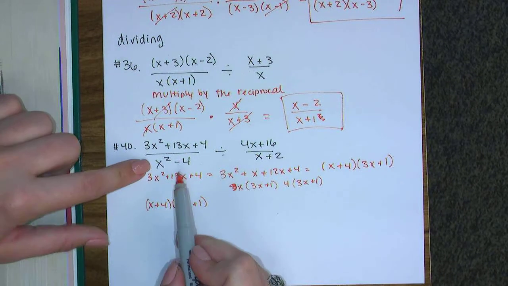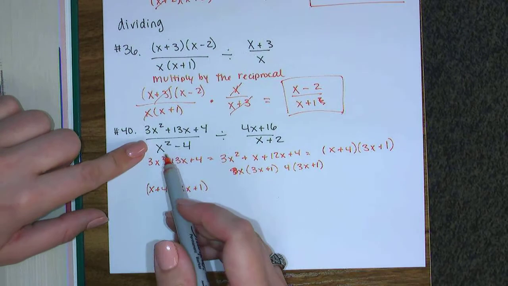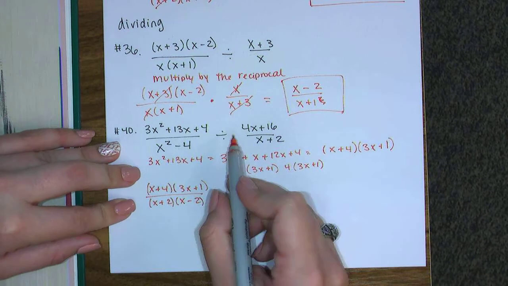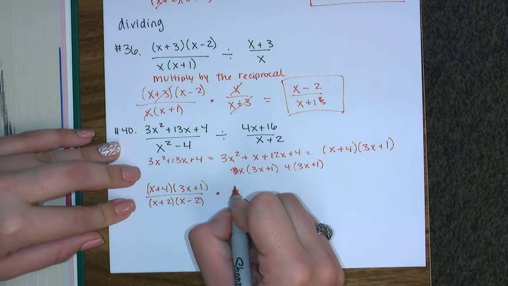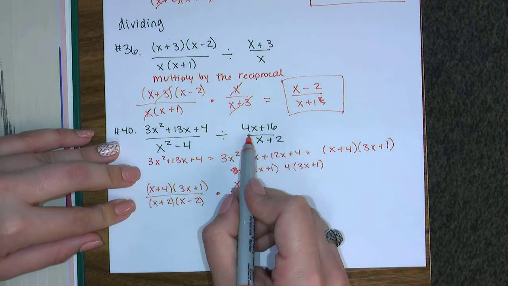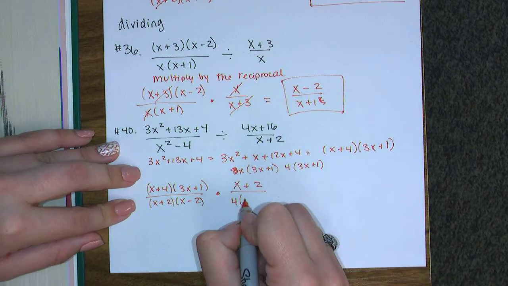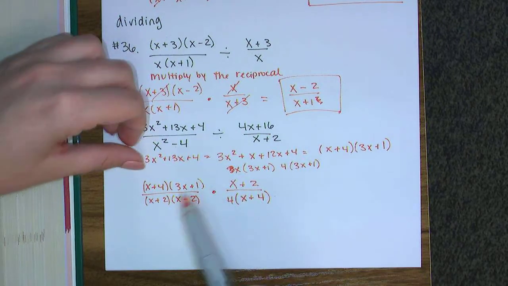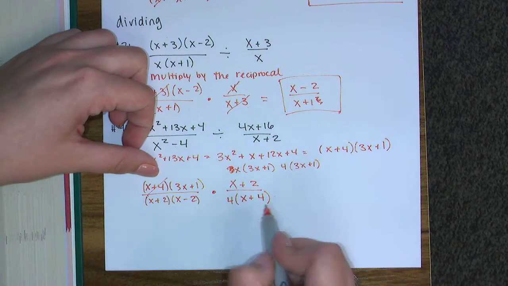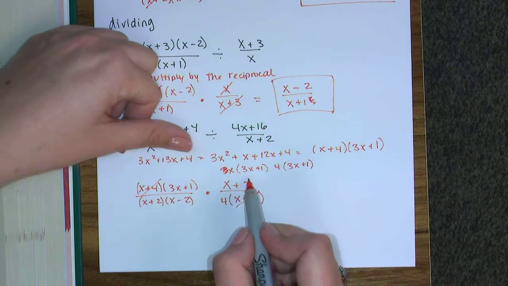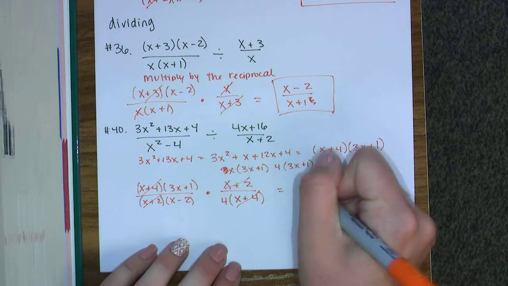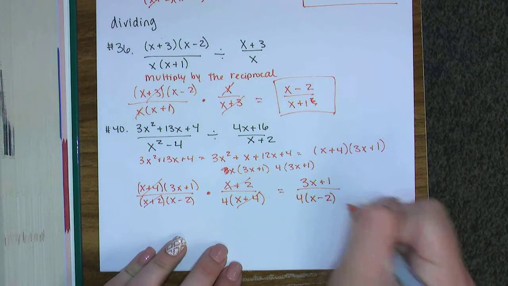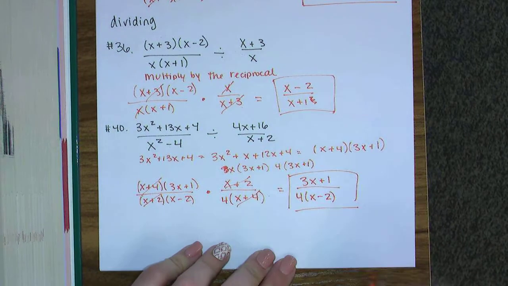Now this bottom part is the difference of squares, so it's x plus 2, x minus 2. Need to multiply by the reciprocal. So x plus 2 over, I can pull out a 4 here, so 4 times x plus 4. So now canceling stuff, x plus 4 can go away. 3x plus 1 stays, x plus 2 can go away. So then this leaves me with 3x plus 1 over 4 times x minus 2. And that's all for that one.